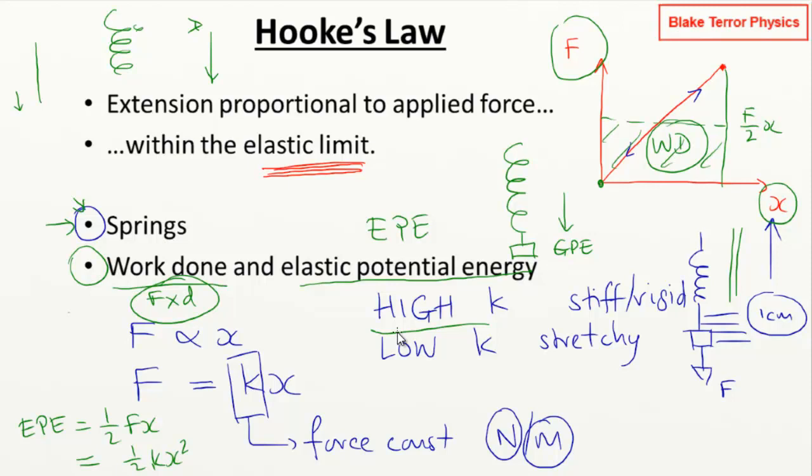because compressed materials can spring back in the same way as stretched materials can. So yeah, we've got these two key equations that we're going to be using a lot. We've got the force is equal to k times the extension, and we've got the elastic potential energy is a half Fx, which is equal to half kx squared. And we're going to be using those loads in our calculations from now on.